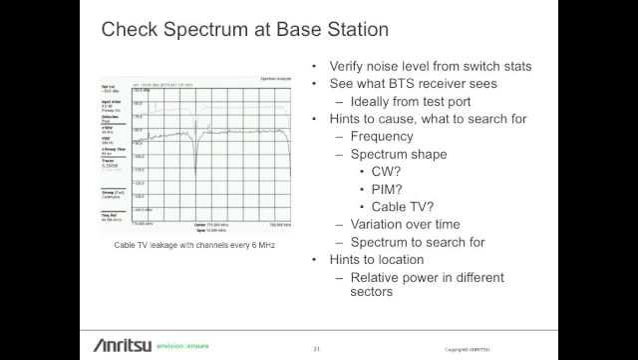Looking at the spectrum itself can give some hints to the cause. Frequency, spectrum shape, you know, is it a CW signal? Does it look like PIM? The picture there is cable TV leakage with a clear 6 megahertz bandwidth kind of display. And the slope off to the left is the base station receive filter up in the tower mounted amplifier.